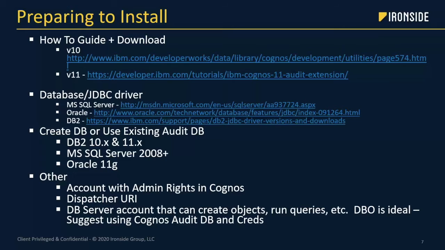Our strong recommendation is to leverage the same audit database. So wherever your audit database is, use that, right? Because you would have already had the appropriate credentials to make it work, and it's Cognos related activity, so it makes sense. Other things you need: an account with admin rights in Cognos. You need to know the dispatcher URI, and again, you need a DB server account that can create objects, run queries, etc. DBO is ideal. Again, strong suggestion to use the Cognos audit database that you're already using.